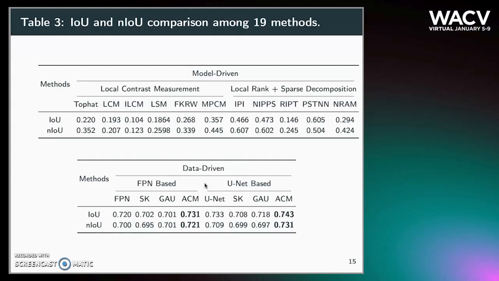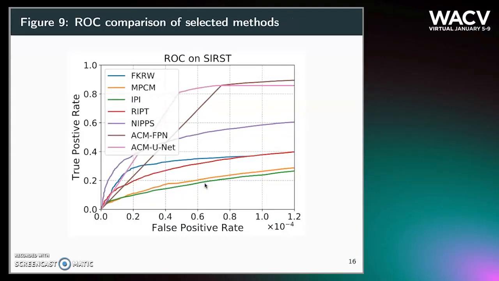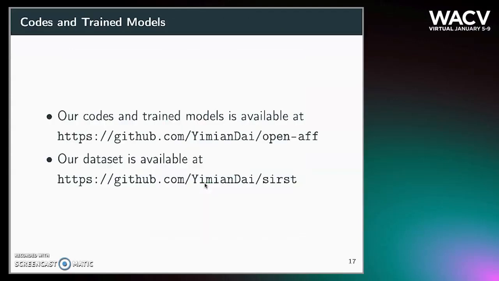At last, we give the ROC curve comparison. It can be seen that our ACM-FPN and ACM-U-Net outperform the other selected methods. Our code, trained models, and our contributed datasets are available online.